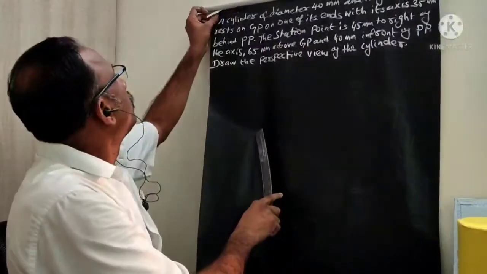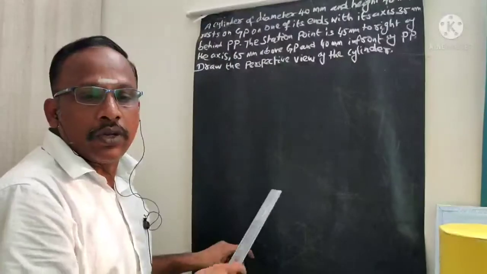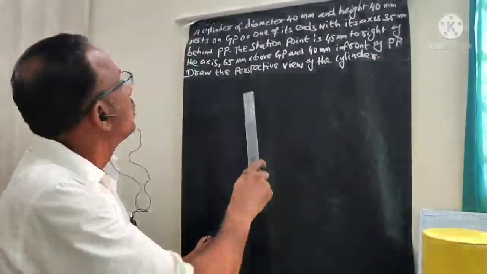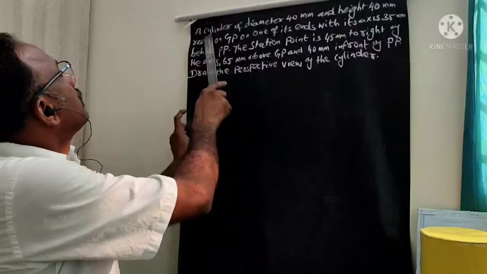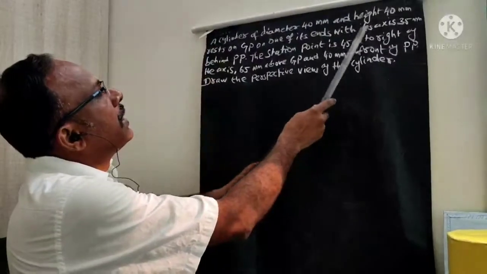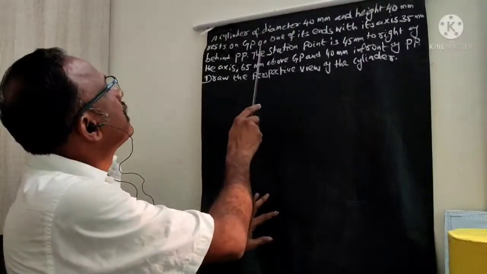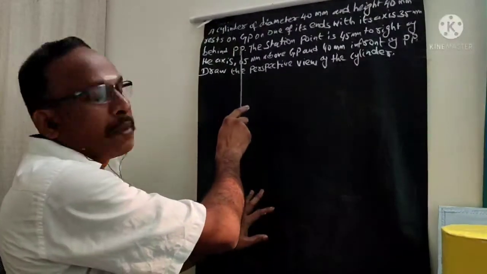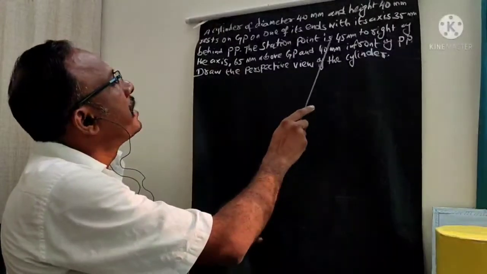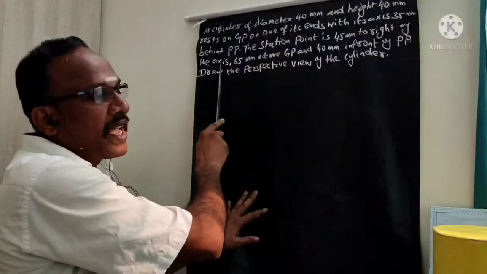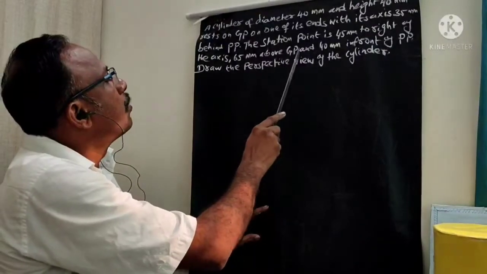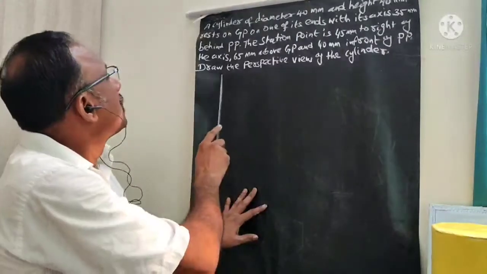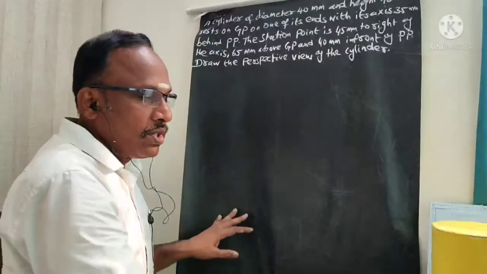Today, welcome to the Engineering Drawing online course. Today we are going to solve one important problem in perspective view. The problem is: a cylinder of diameter 40 mm and height 40 mm rests on the ground plane on one of its ends with its axis 35 mm behind PP. The station point is 45 mm to the right of the axis, 65 mm above the ground plane and 40 mm in front of PP. Draw the perspective view of the cylinder. So this is the problem.